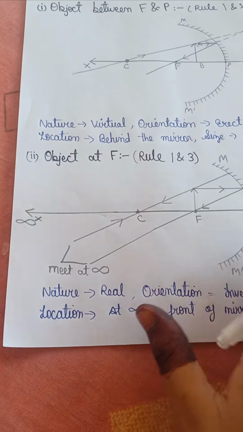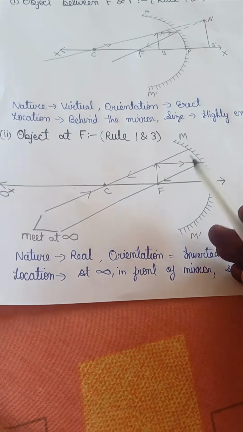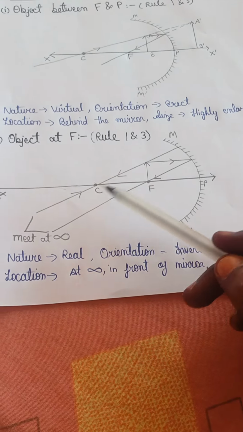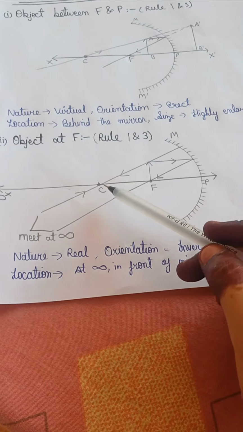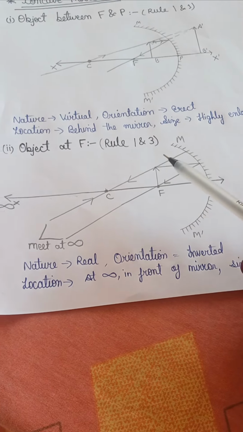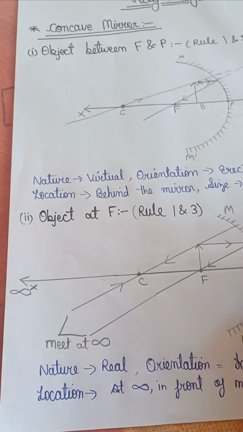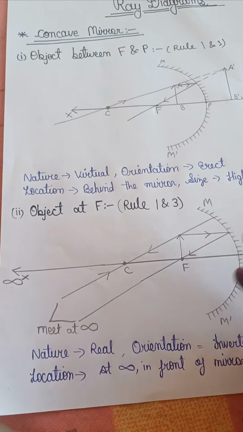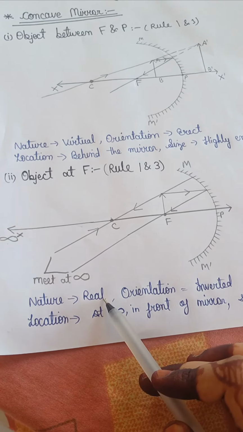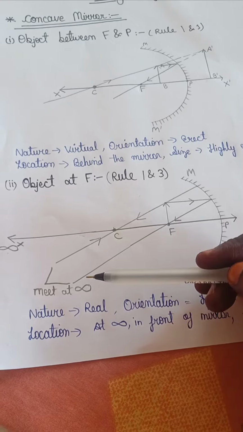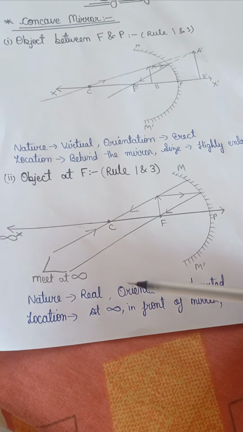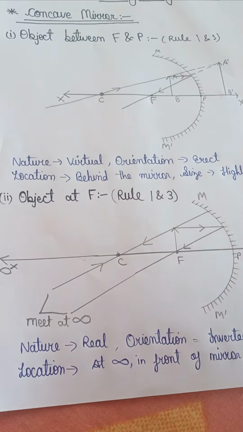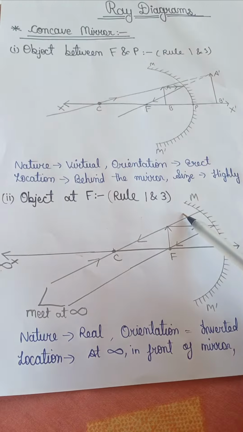Now coming to the second case, object at F. If the object is placed at the focus, using the first and third rules, first rule here and third rule here, you will find that the reflected rays are parallel to each other. In mathematics, whenever two lines are parallel, they meet at infinity. So the nature of the image will be real, orientation will be inverted, location will be at infinity because they meet at infinity, and the size will be highly magnified as compared to the object.